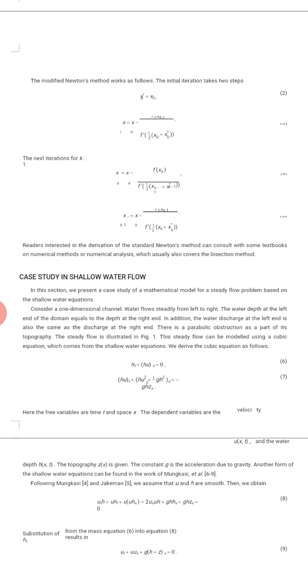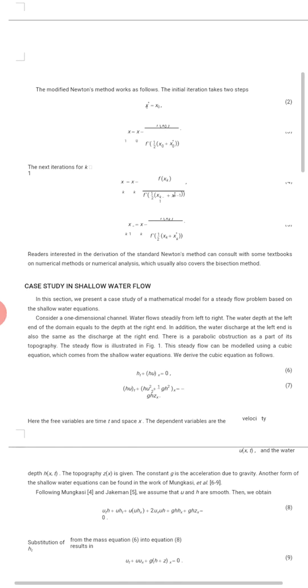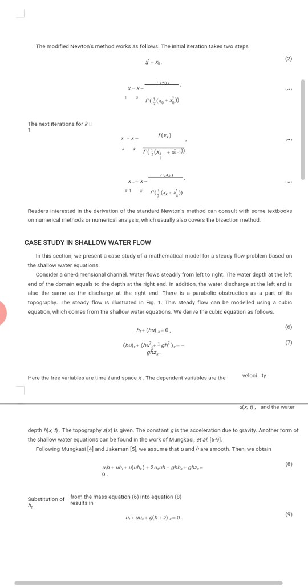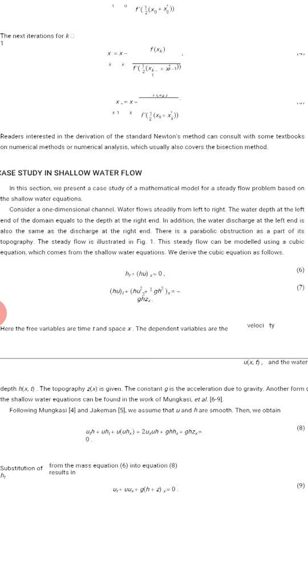Then the modified Newton's method works as follows. The initial iteration takes two steps, that is, x naught double dash equals x naught, then x equals x minus f of x naught divided by f dash of 1 by 2 into x naught plus x naught double dash. The next iteration for k: x_k equals x_k minus f of x_k divided by f dash of 1 by 2 into x_{k-1} plus x_k double dash, k plus 1.